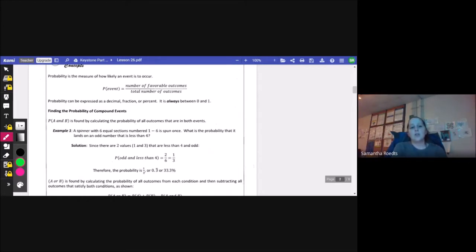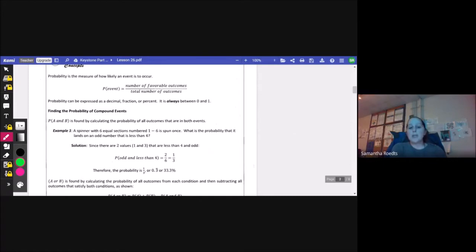Since there are 6 values, 1, 2, 3, 4, 5, 6, odd numbers are half of those, 1, 3, and 5, and then less than 4, so 1 and 3 are my 2 values. So they're less than 4 and odd, there's 2 values, so P of odd and less than 4 equals 2 over 6, which simplifies to 1/3. So that's 1/3 or 0.3 repeating or 33.3%.